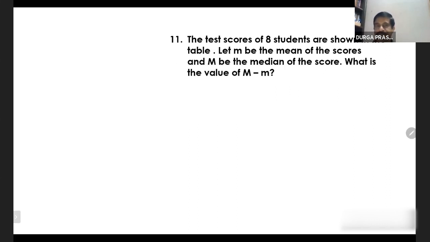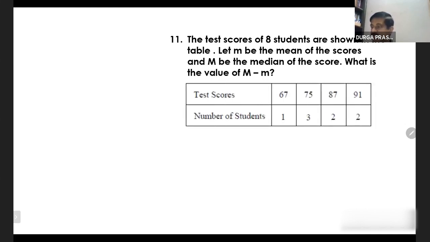So look at this. The test scores of 8 students are shown in the table. Let small m be the mean of the scores and capital M be the median of the scores. What is the value of capital M minus small m? Mean is nothing but average. Again, we need to take the weighted mean.